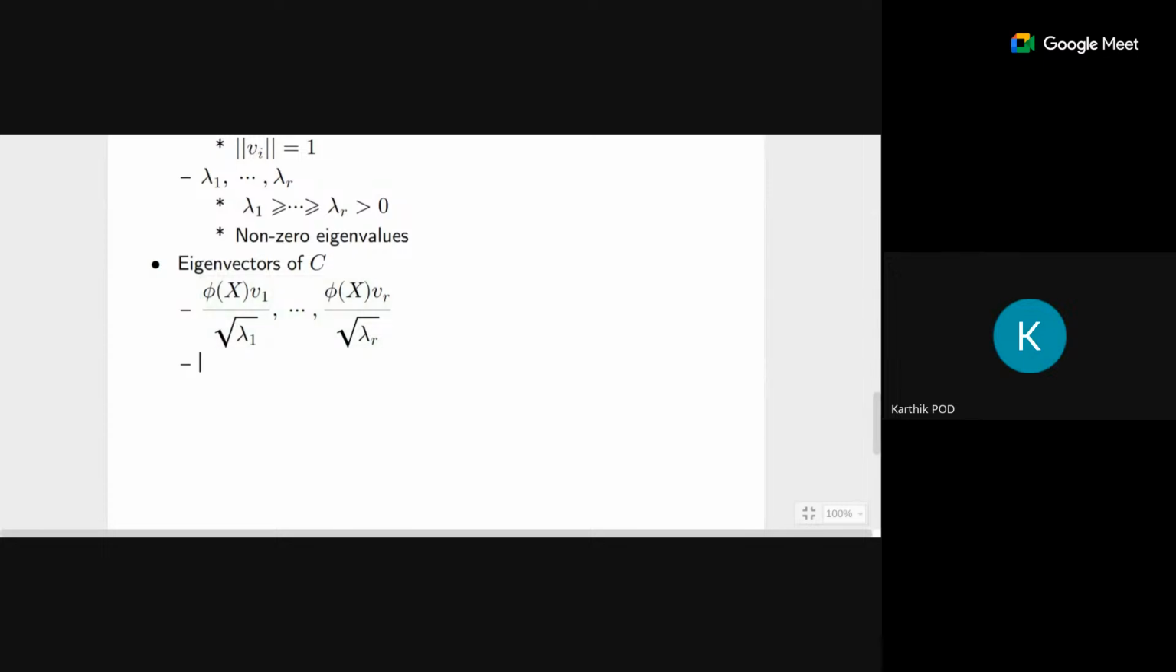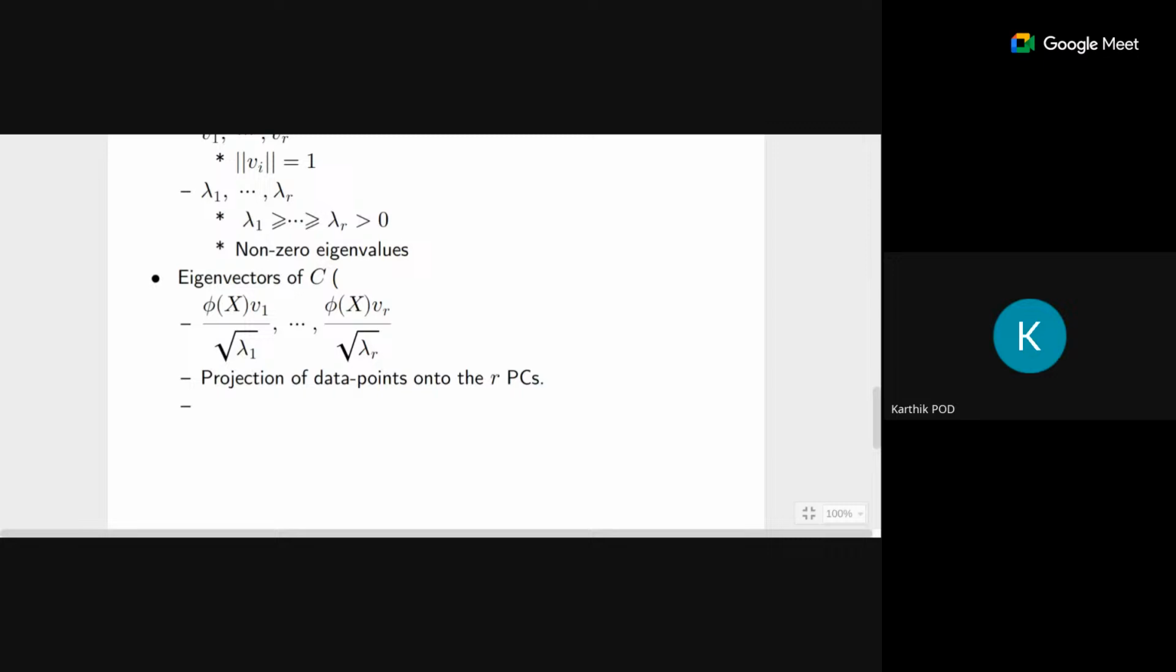So the only thing that is therefore possible is getting the projection of the data points onto the R principal components. That you can do. These eigenvectors of C are the principal components, right? So you have the R principal components, and you can get the scalar projections. So what is the scalar projection of, let's say, the data point phi of x1 onto this first principal component? What is that going to be?